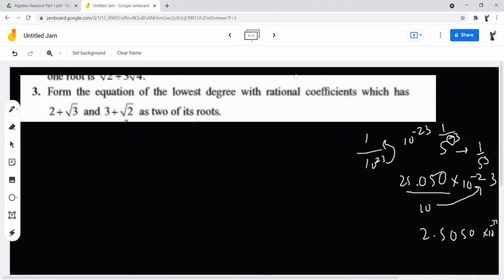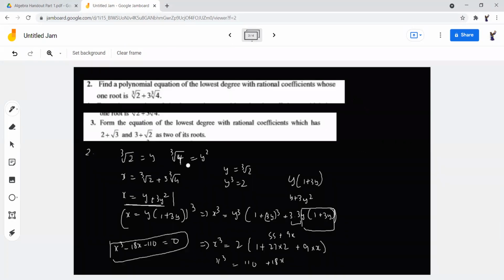I'll be explaining the second question again. And guys, please solve the third question until then. The question states that cube root of 2 plus cube root of 4, I need to find a polynomial with rational coefficients. So I'm assuming cube root of 2 is y and cube root of 4 as y square. I'm taking x equals cube root of 2 plus cube root of 4 as it is given in the question, so I'm writing it in the form of y and y square. So I get x equals y plus 3y square here. You can see here.